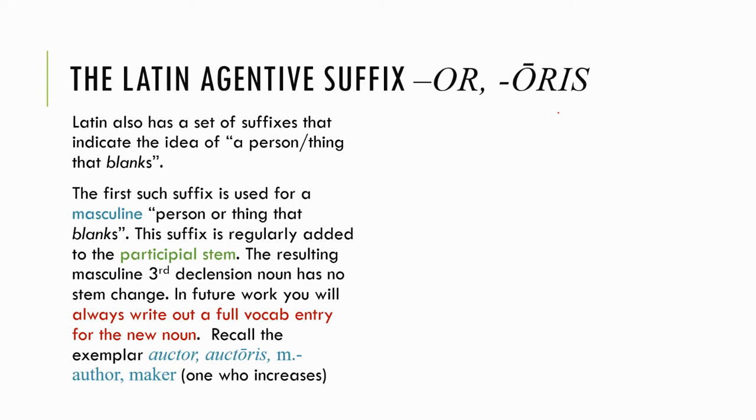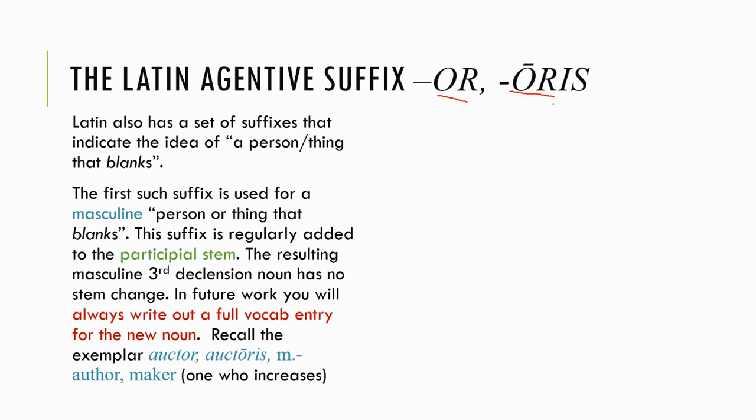The noun that you're going to create with the -oris suffix will be masculine. And it will mean a thing, masculine grammatically, or a person, masculine grammatically and biologically, that blanks. Again, masculine, person or thing that blanks. This suffix is regularly, like 90% of the time, added to the participial stem.